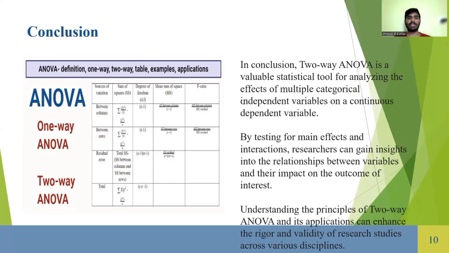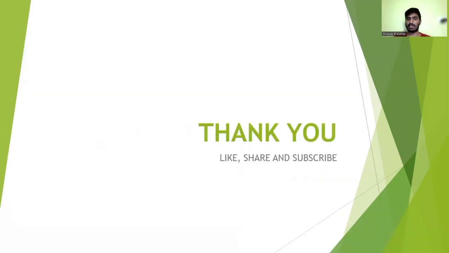Now, I would like to conclude this video by saying two-way ANOVA is a valuable statistical tool for analyzing the effects of multiple categorical independent variables on a continuous dependent variable. By testing for main effects and interactions, researchers can gain insights into the relationships between variables and their impact on the outcome of interest. Understanding the principles of two-way ANOVA and its applications can enhance the rigor and validity of research studies across various disciplines.